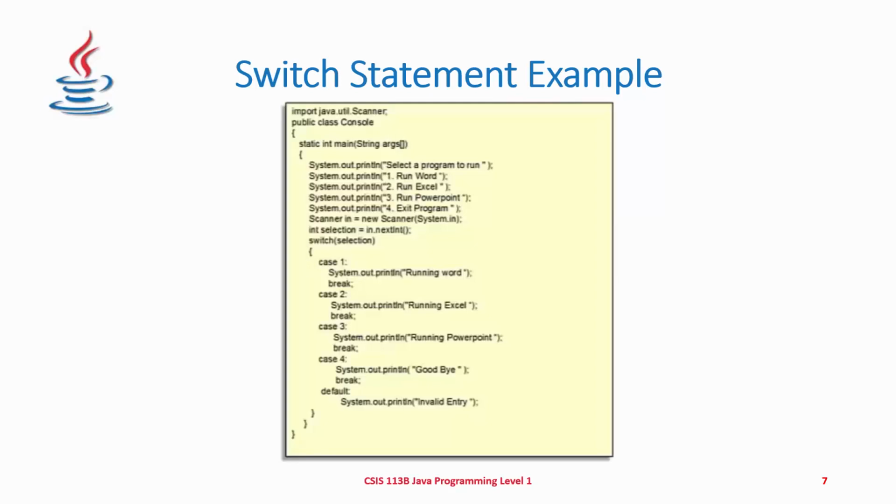So in case the value is 1, then we're going to output running Word, and then notice the break there. If the selection value is 2, then we're going to print out running Excel. Again, we have the break. If the selection value is 3, we are going to print out running PowerPoint. Again, a break. If it's 4, then we're going to print out goodbye. If it's none of those values, then we're going to print out invalid entry.